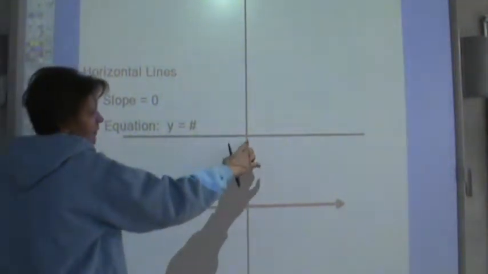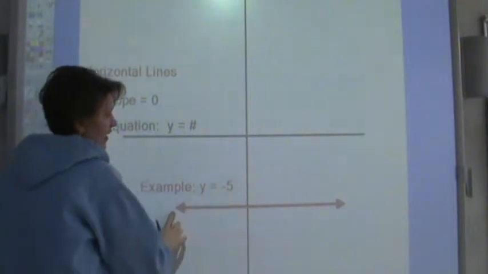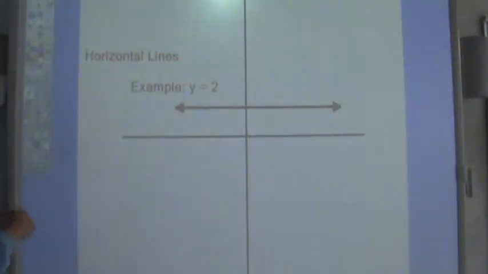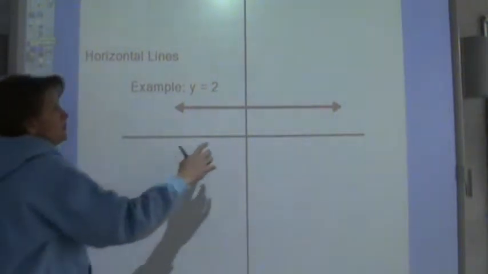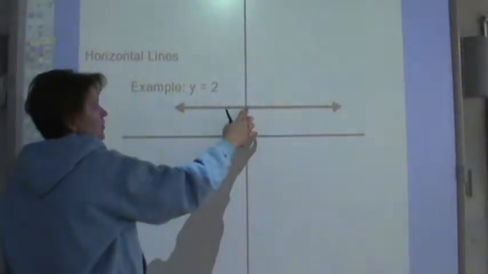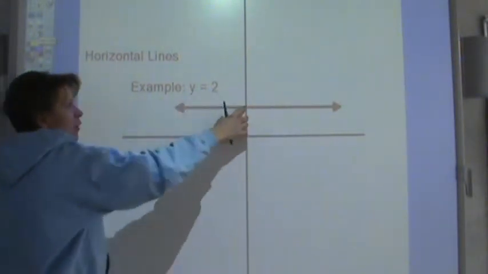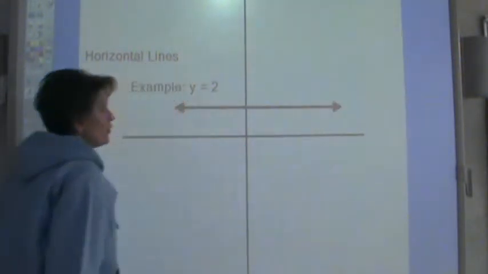So on my y-axis, I just go down to -5, and I draw myself a horizontal line. Here's another one, y equals 2. On my y-axis, because y equals 2, I go up to 2, and then I'm going to draw myself a horizontal line. Here's another example, y equals -8.